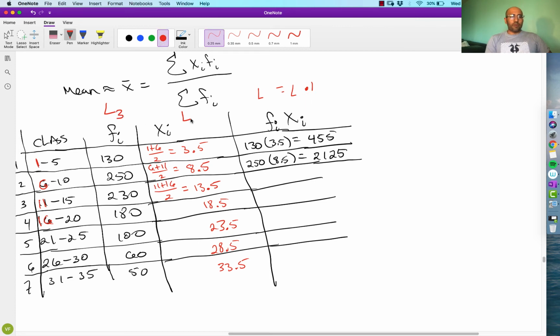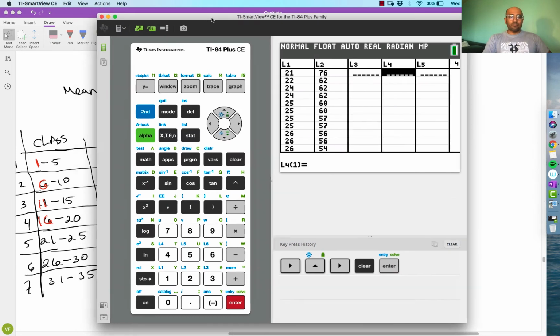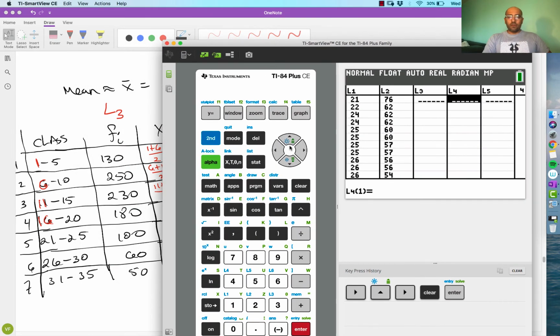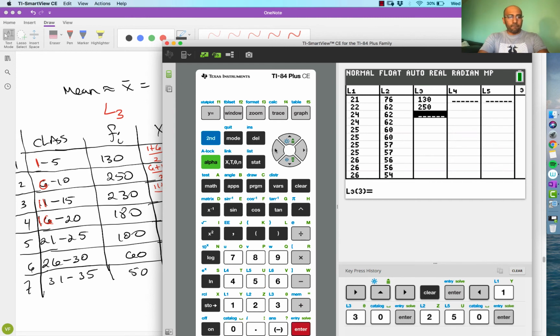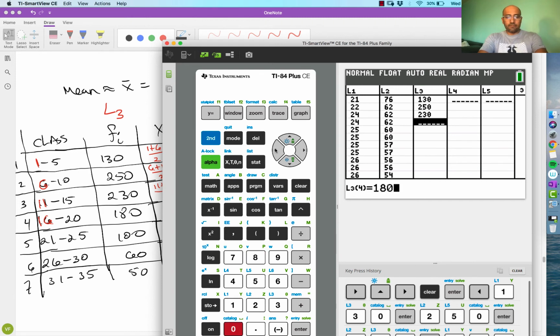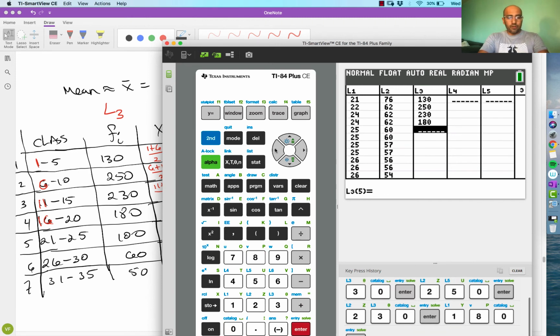So this is going to be L3, L4, and then L5 is going to be equal to L3 times L4. All right, let's type those guys into our calculator. L3 is going to be 130, 250, 230, 180, 100, 60, and 50.